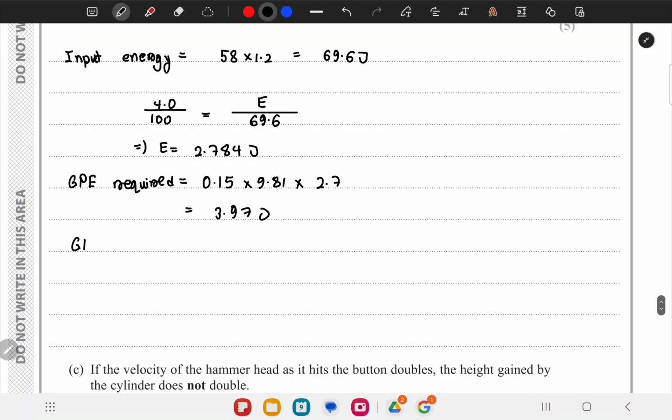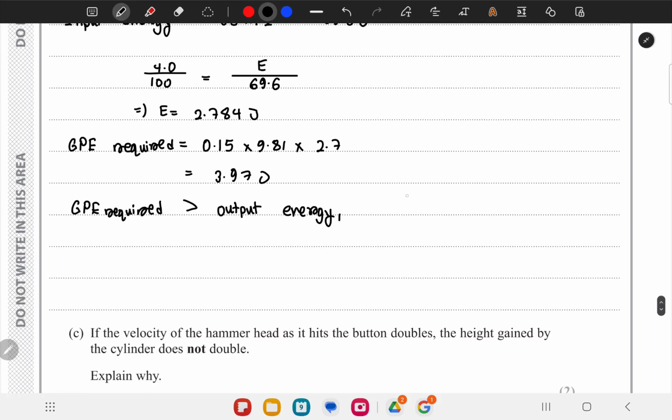So the GPE required is more than the output energy over here. This was the input energy. We are considering the output energy over here. So since the output energy does not meet the required energy, the cylinder won't hit the bell.